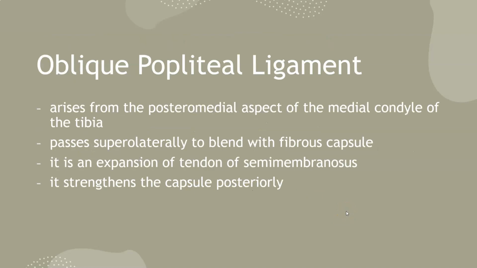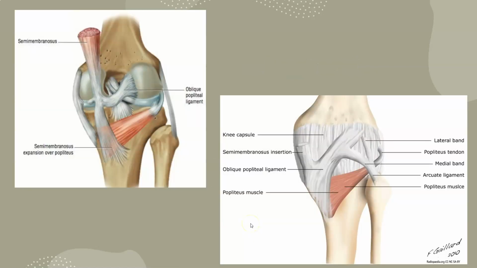The next is called the oblique popliteal ligament, and it arises from the posterior medial aspect of the medial condyle of the tibia, and it passes superolaterally to blend with the fibrous capsule, and it is an expansion of the tendon of semimembranosus, and this helps strengthen the capsule posteriorly.